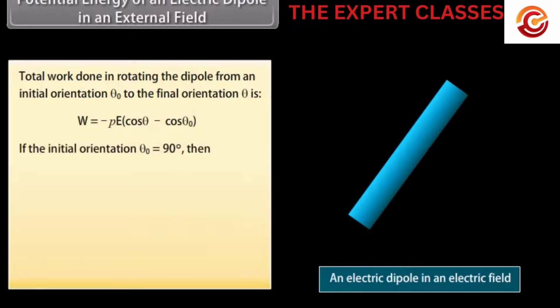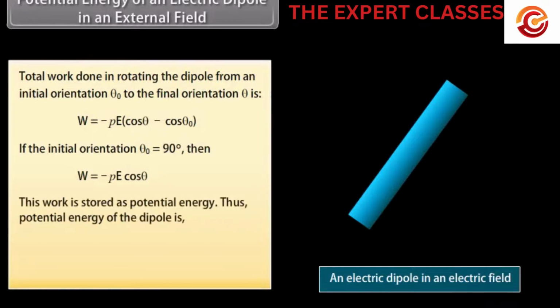If the initial orientation theta naught is equal to 90 degrees, then W is equal to minus PE cos theta. This work is stored as potential energy. Thus, potential energy of the dipole is U equals minus PE cos theta, which can be written as minus P dot E.